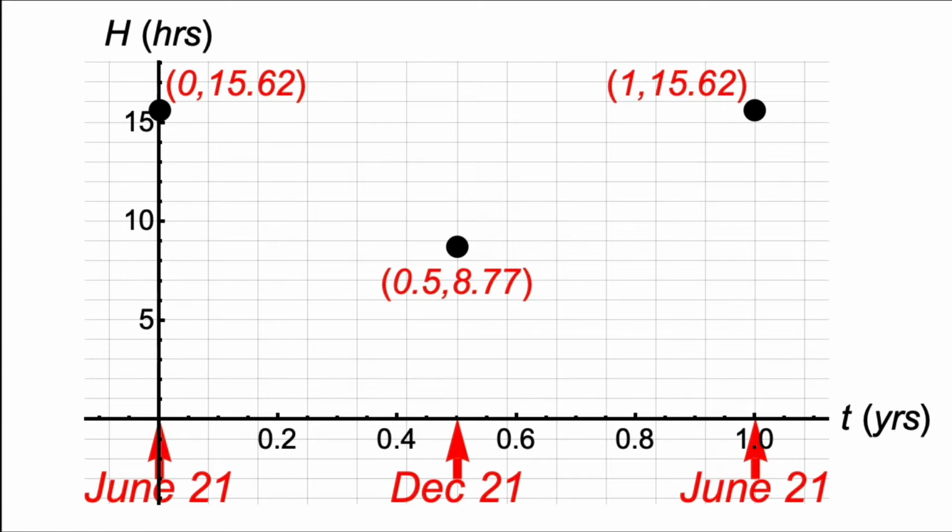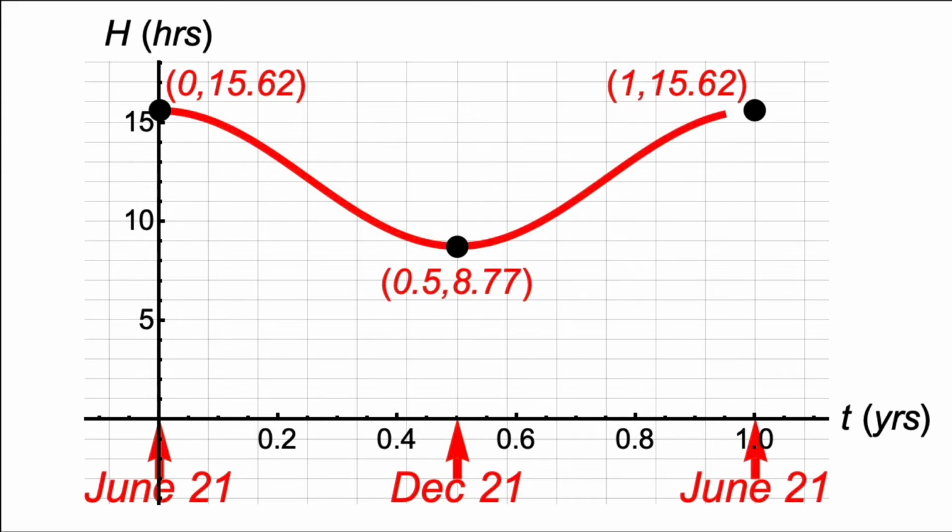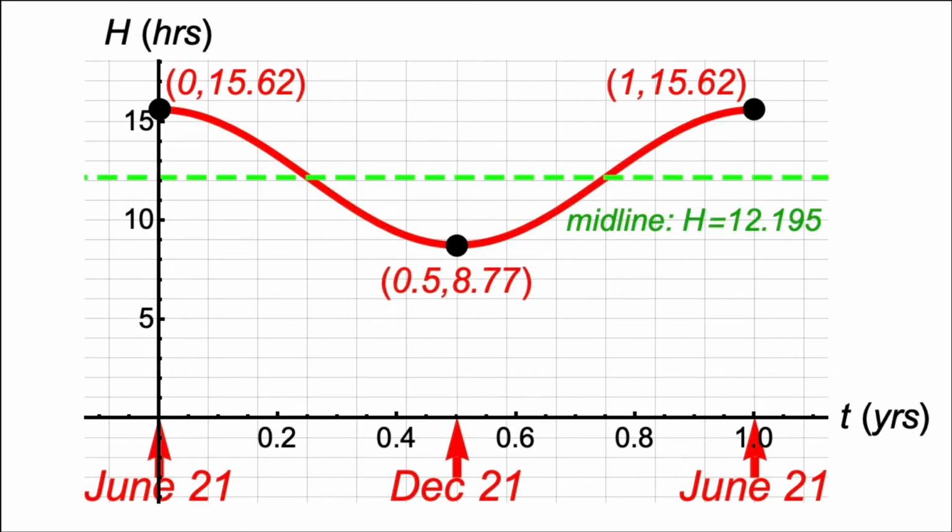And, without giving a formula yet, here is the graph that we're after. You can see it starts with a maximum at 15.62 when t is 0, goes down to a minimum of 8.77 when t is 0.5, and back up to a maximum of 15.62 when t is 1. And it does indeed look like a transformed piece of the cosine graph. Cutting through the middle of the graph is its so-called midline, where the function output is at h equals 12.195.